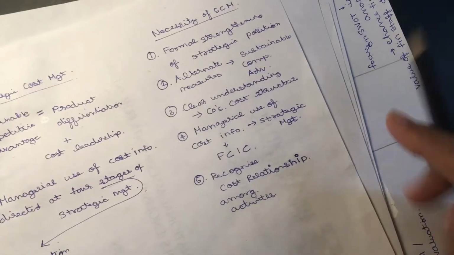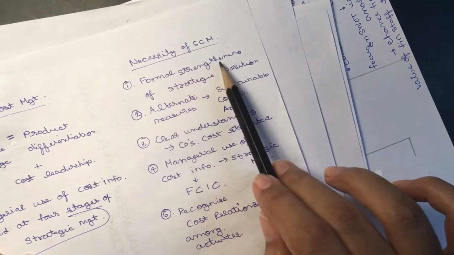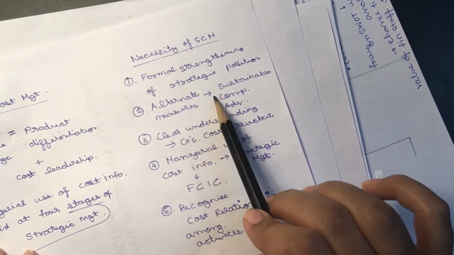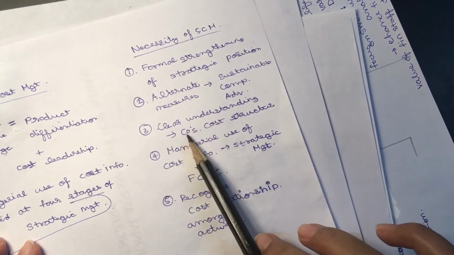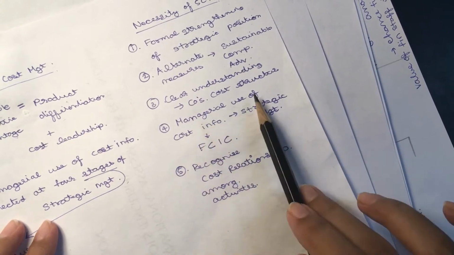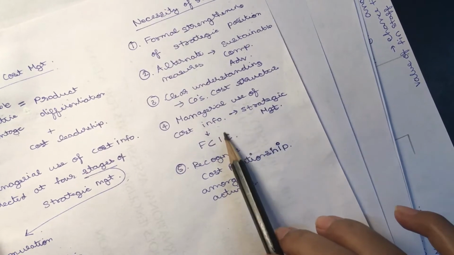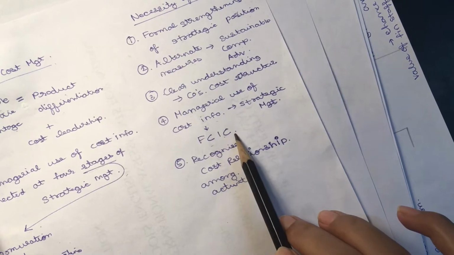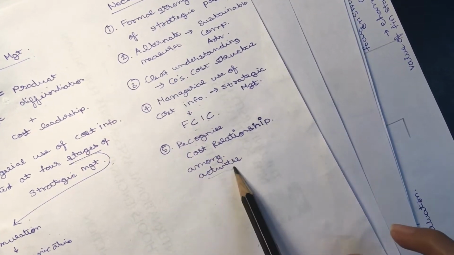Next, what is the necessity of strategic cost management? One is the formal strengthening of strategic position. Second, you have alternate measures to get sustainable competitive advantage. There is a clear understanding of the company's cost structure. Next, as we did before, managerial use of cost information at the 4 stages of strategic management, that is formulation, communication, implementation, and control. And the next one is it recognizes the cost relationship among activities.